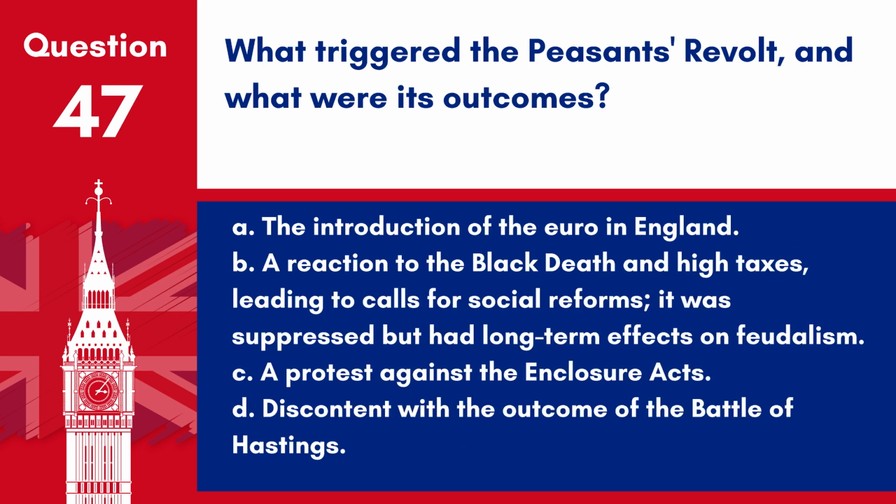Question 47. What triggered the Peasants' Revolt, and what were its outcomes? A. The introduction of the euro in England. B. A reaction to the Black Death and high taxes, leading to calls for social reforms. It was suppressed, but had long-term effects on feudalism. C. A protest against the Enclosure Acts. D. Discontent with the outcome of the Battle of Hastings.